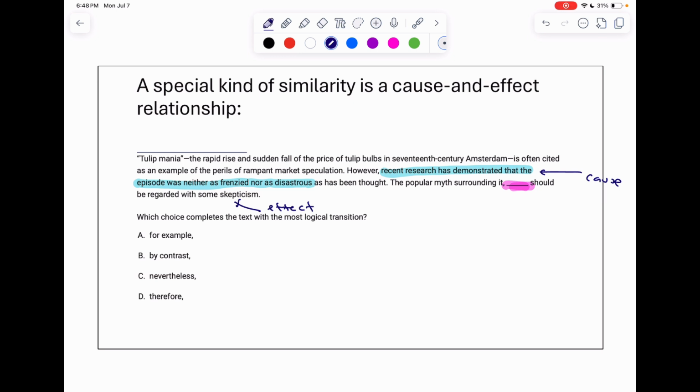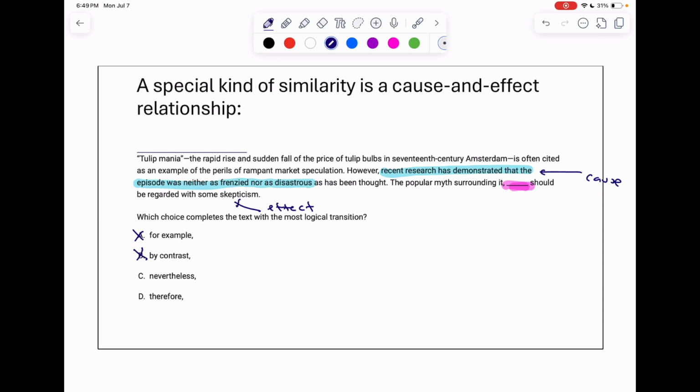So we're going to look for a cause and effect transition word. For example means we're going to get an example. No, we didn't get an example, we got an effect, so that's not the one. By contrast means we got something different. No, we got something that followed from the first thing, that was caused by the first thing, not something different. So we're going to give that one an X.